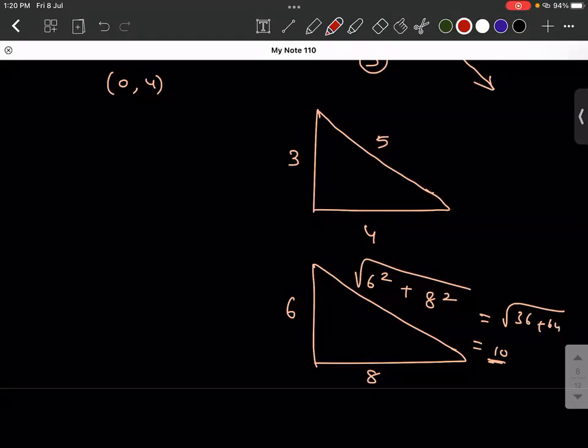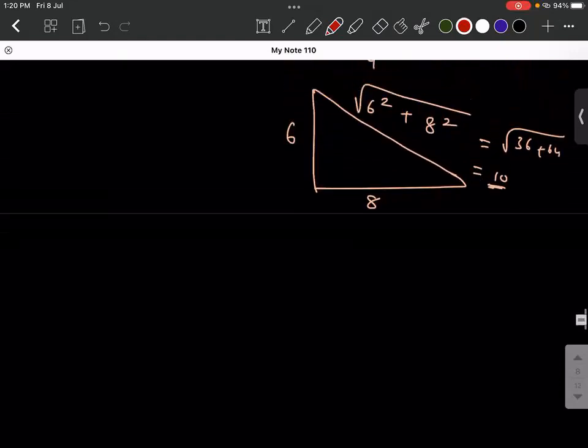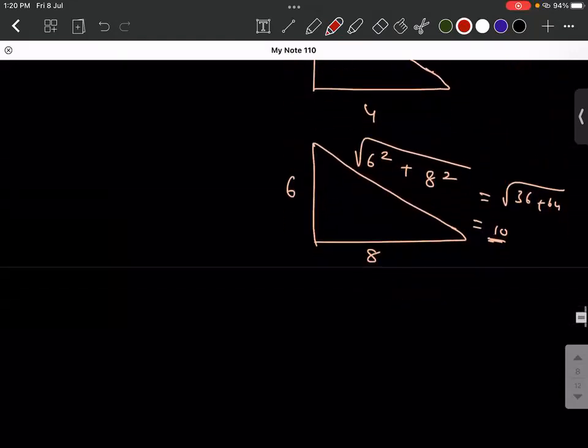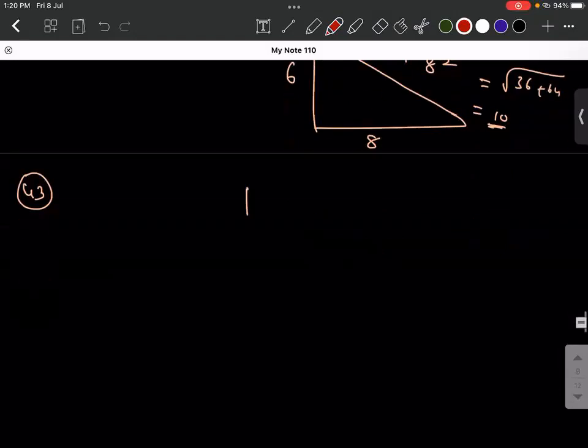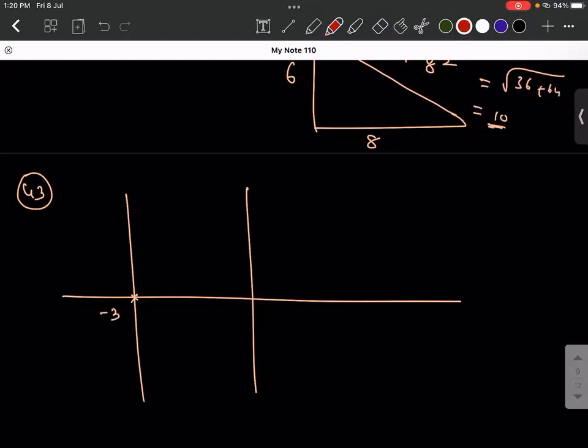So move on to the next one. You do it. So the distances between the graphs x is equal to... so this distance is 3 units, 2 units. So the answer will be 5 units.